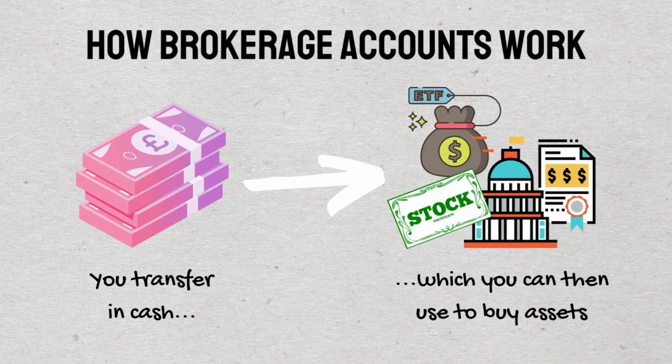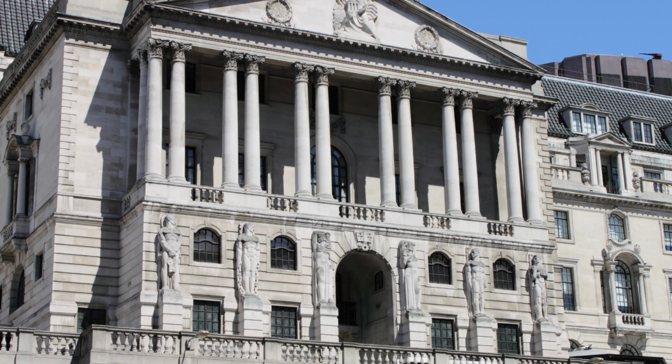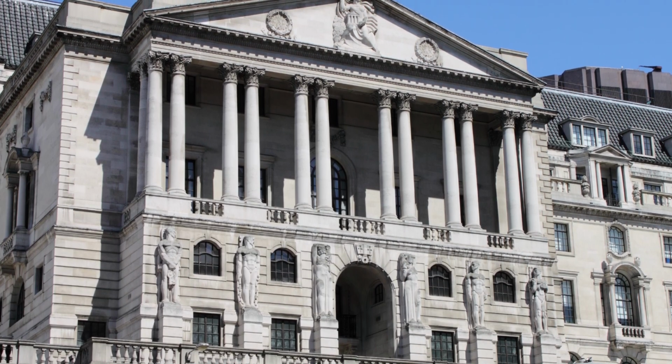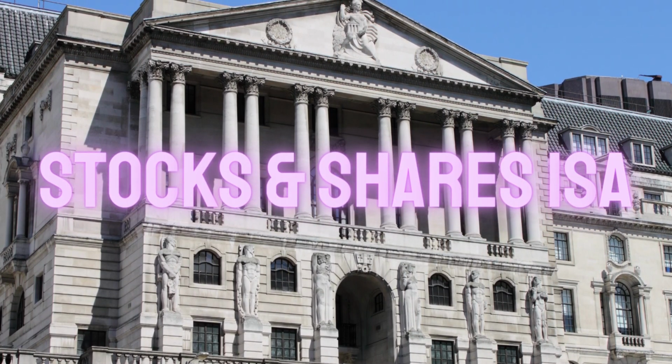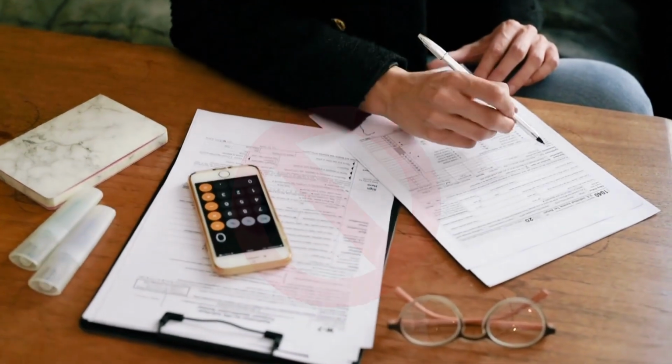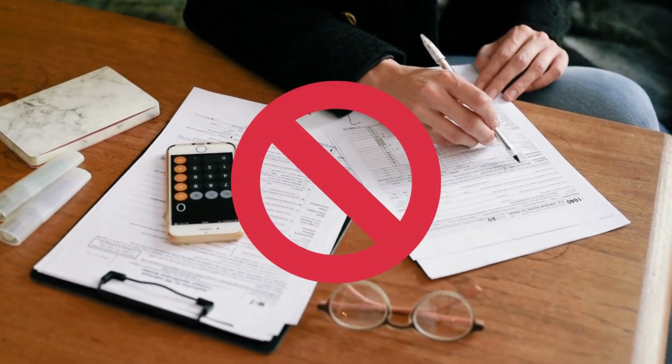The best option for most people is going to be a tax-advantaged account, which for us in the UK is called a stocks and shares ISA. This means you won't have to pay tax on any gains you make with your investments.